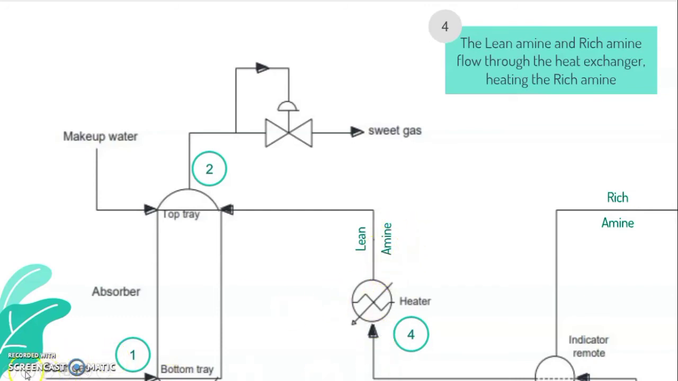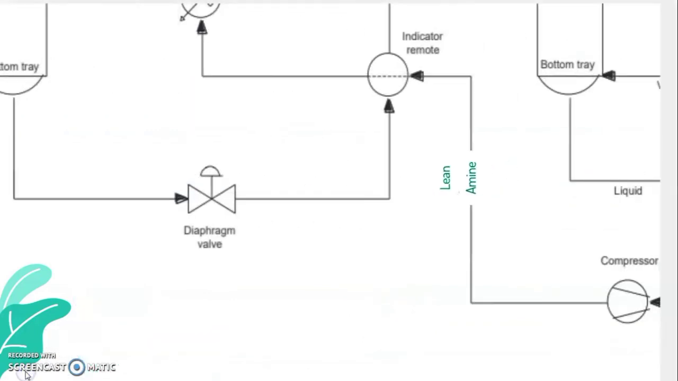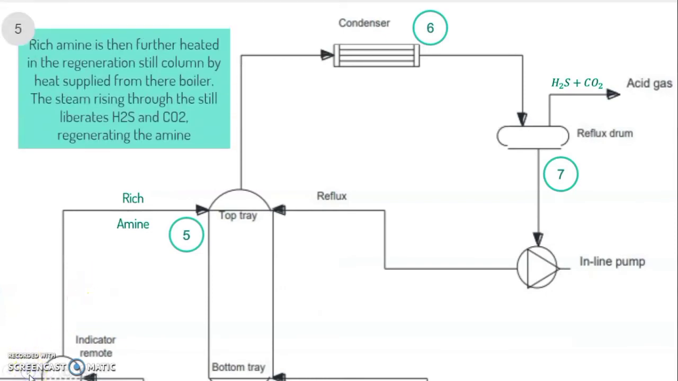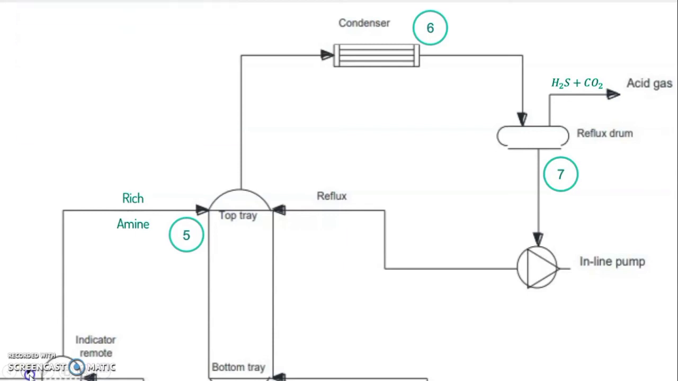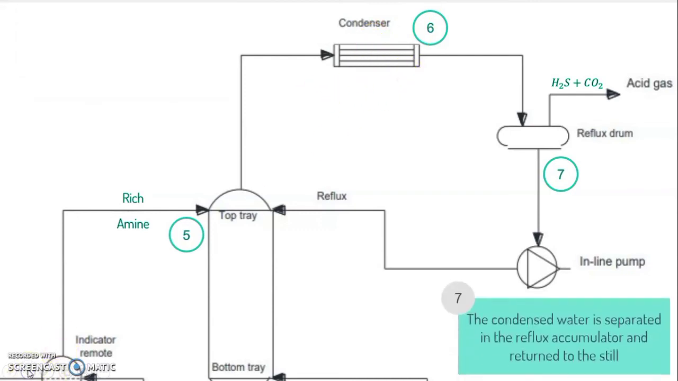Fifth, rich amine is then further heated in the regeneration still column by heat supplied from the reboiler, and the steam rising through the still liberates H2S, hydrogen sulfide, and CO2, carbon dioxide, regenerating the amine. Sixth, steam and acid gas separated from the rich amine are condensed and cooled. Seventh, the condensed water is separated in the reflux accumulator and returned to the still.